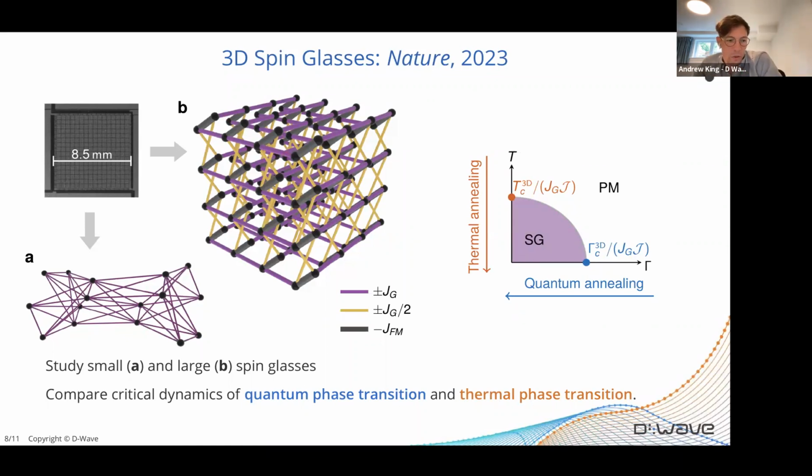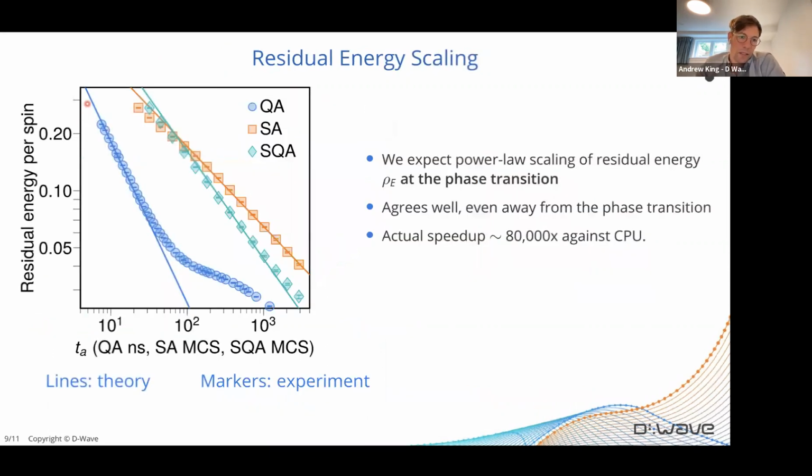Okay, so like I said, I'm not going to get into a lot of detail, but we have this slope of the energy reduction, and it is steeper than the classical algorithms. So that's just one piece of evidence. In terms of how long this actually takes, you can see that the annealing time on the x-axis is in nanoseconds for quantum annealing, but it's in Monte Carlo sweeps for the other two methods. So if we put it in nanoseconds on a CPU, these two methods are way out here. They're hundreds of thousands of times slower.